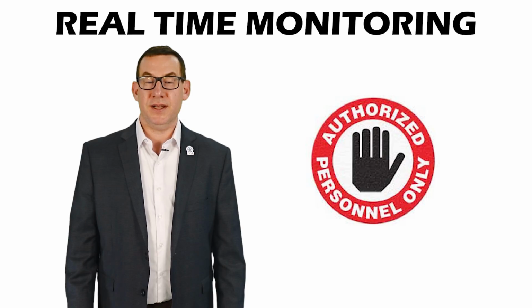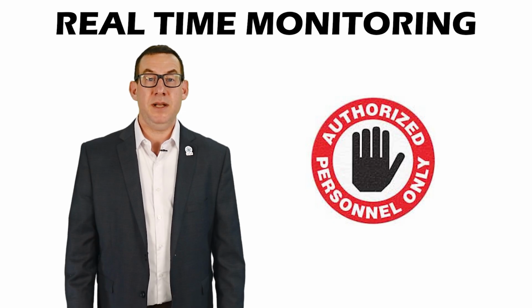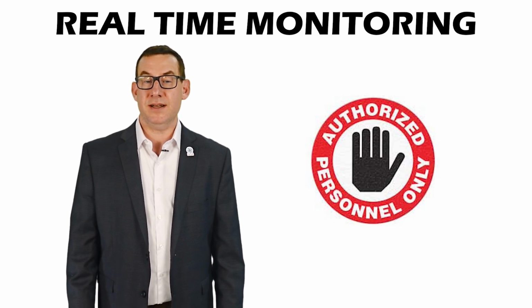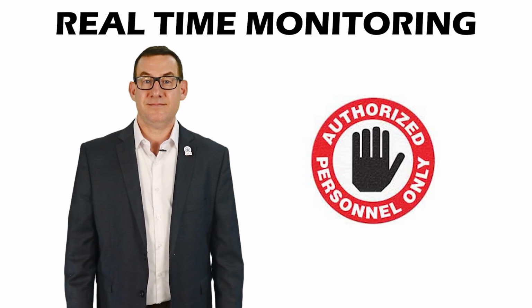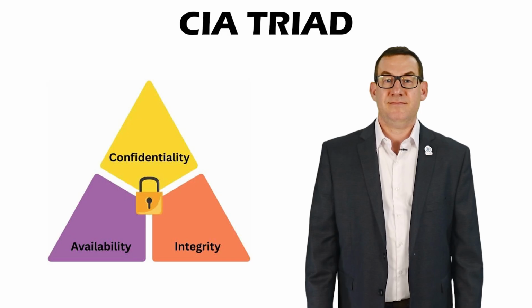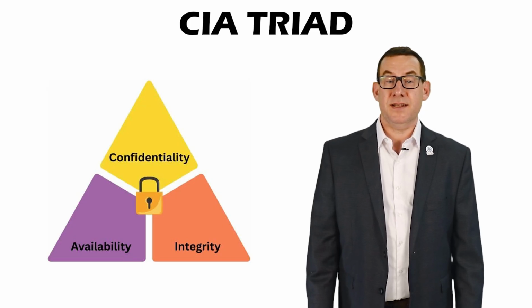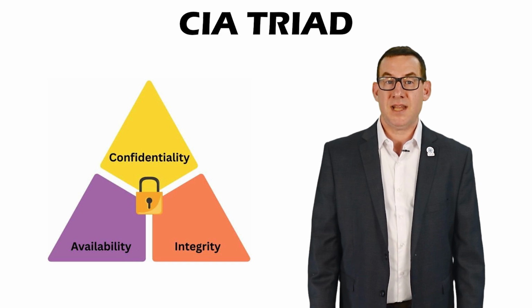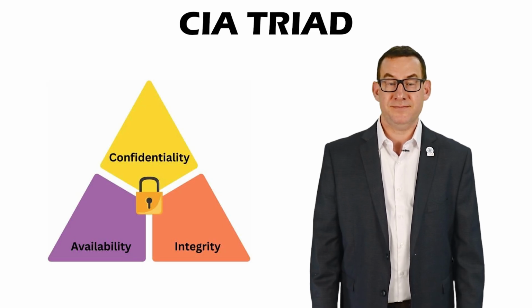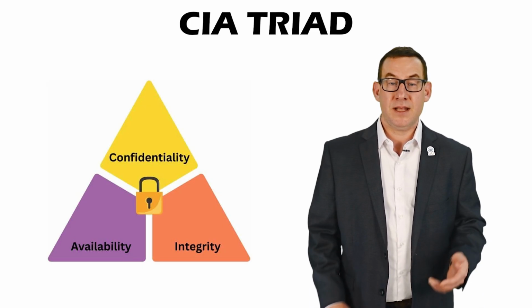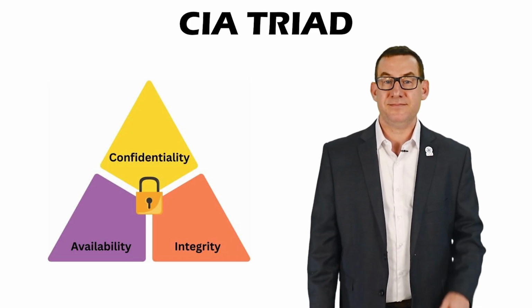Real-time monitoring and alerting. Real-time monitoring and alerting provide immediate detection and response to security incidents. The CIA Triad. Now let's discuss the CIA Triad. The CIA Triad represents the three foundational principles of information security: confidentiality, integrity, and availability.